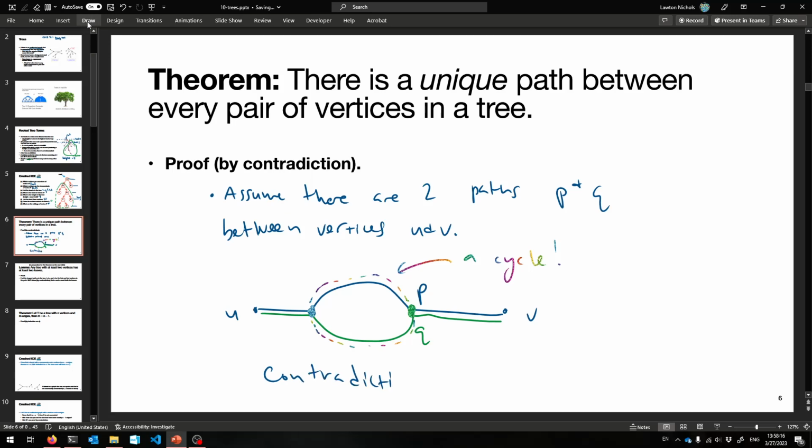I have a tree. I can't have a cycle. Isn't that beautiful? QED. So that means there must be only unique paths between every pair of vertices, because the second you have multiple paths between two vertices, you can find a cycle, and there are no cycles in a tree. It makes no sense. Isn't that fun? All right, let's see here.